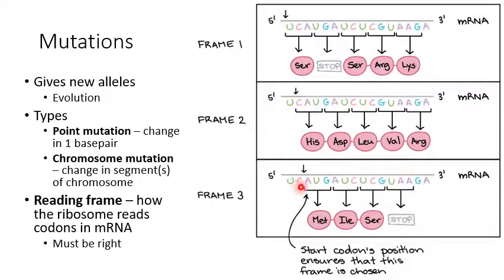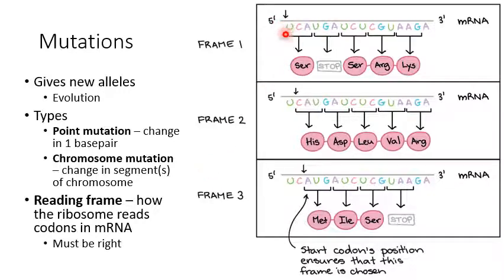At the bottom, you have a third way that the ribosome could read this. It could start two bases in instead of one base in, and then it would read the first three bases as the codon AUG, the actual start codon, and then it would go to the next three and read AUC, then the next three and read UCG. So all these are different codons that give different amino acids, and therefore different proteins.